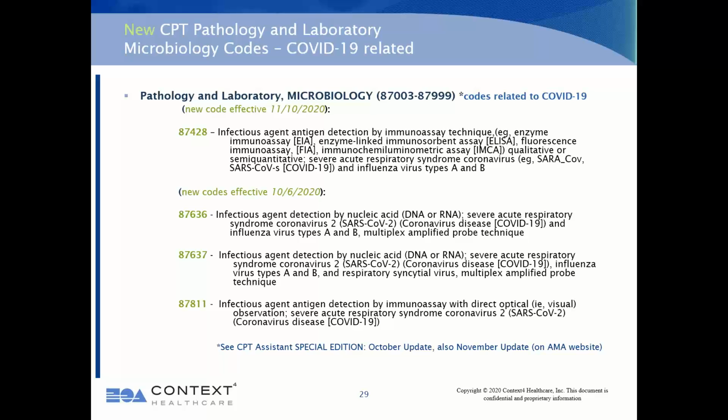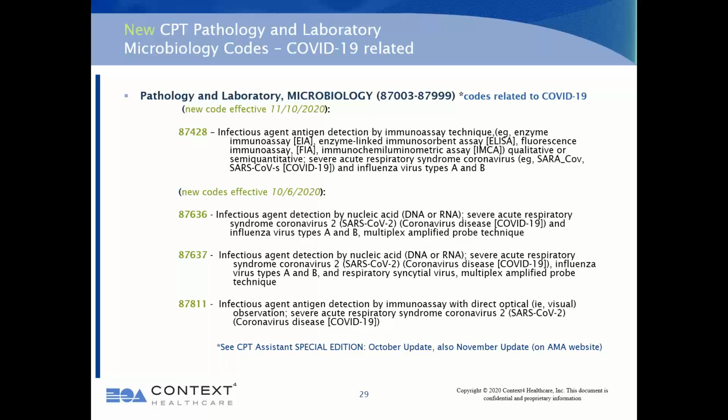There have been many new COVID-19 related CPT codes added in the microbiology section in mid-2020. I'm only showing here those that have been added since this past October. AMA added CPT code 87428 on November 10th, effective immediately in the emergency period, to fill a need for reporting this single test that measures both SARS-2 as well as influenza A and B using immunoassay technique.